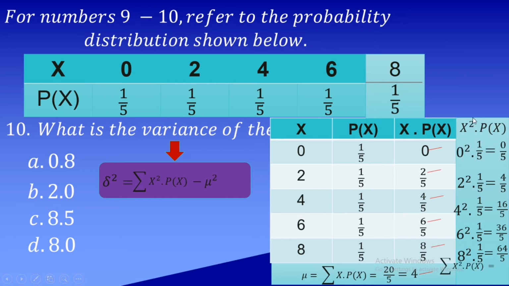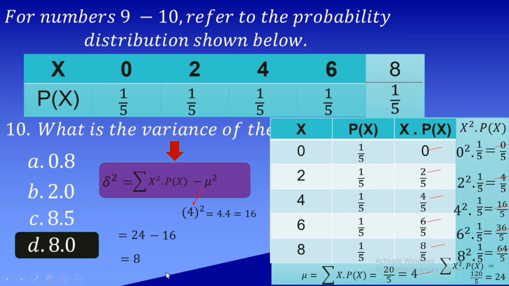Then the summation of x squared times p of x, we get the sum: 0 plus 4 plus 16 plus 36 plus 64, that would be 120 over 5, which is equal to 24. The mu is 4, then squared, 4 times 4 is 16. Then the summation of x squared p of x is 24. Then bring down 24 minus 16. So ito yung sagot natin. Subtract 24 minus 16 is 8. So letter D.